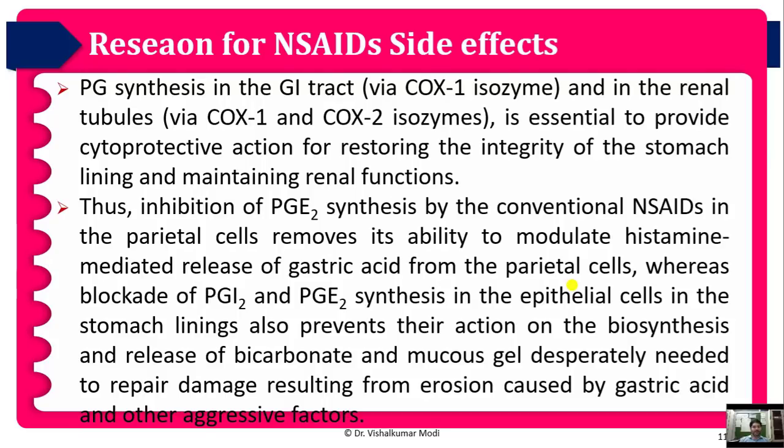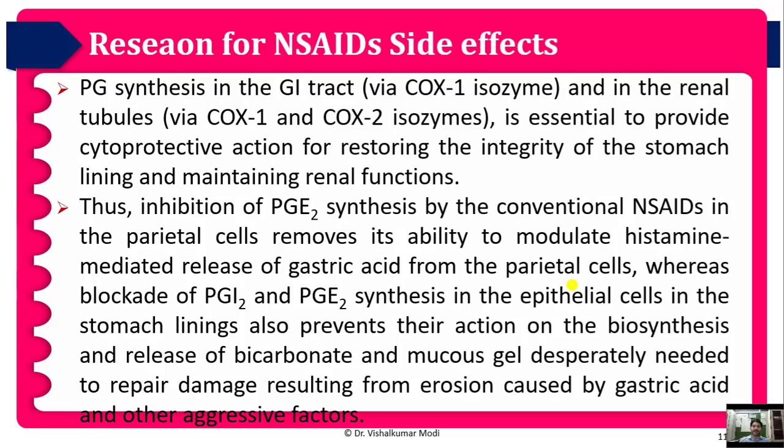Now generally the main side effect of NSAIDs is gastric ulcer or GI disturbance. So I would like to discuss the reason for the NSAID side effects. Prostaglandin synthesis in the gastrointestinal tract via COX-1 isoenzyme and in the renal tubules via COX-1 and COX-2 isoenzyme is essential to provide cytoprotective action of restoring the integrity of the stomach lining and maintaining renal function.